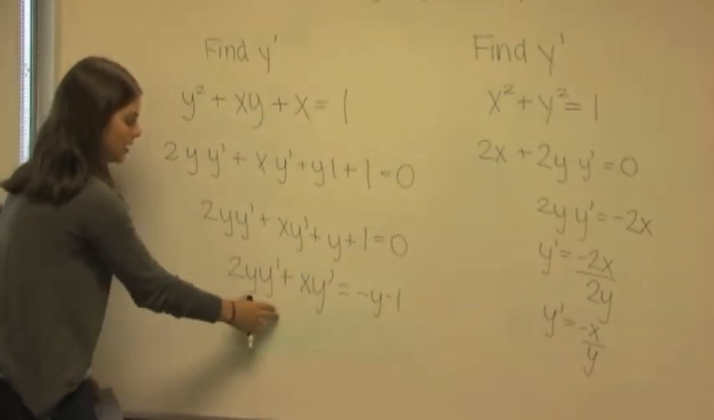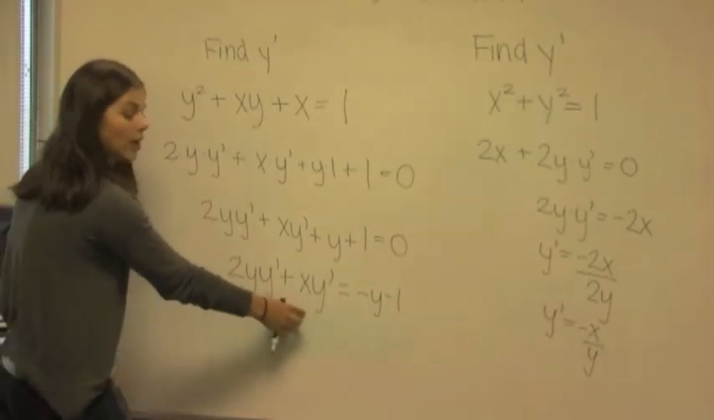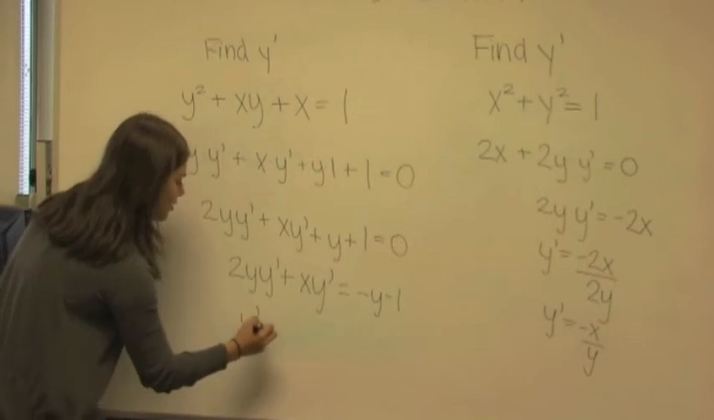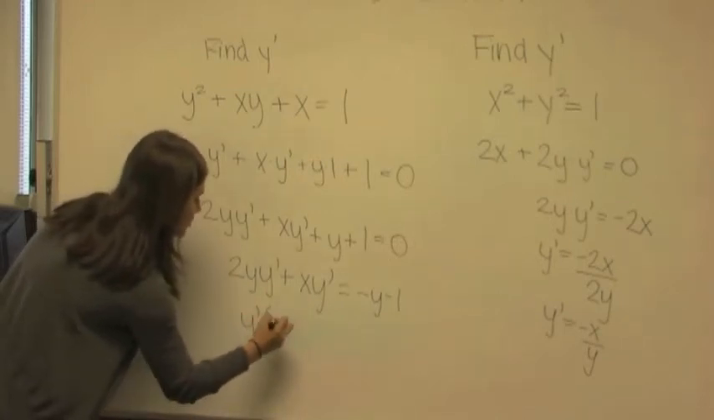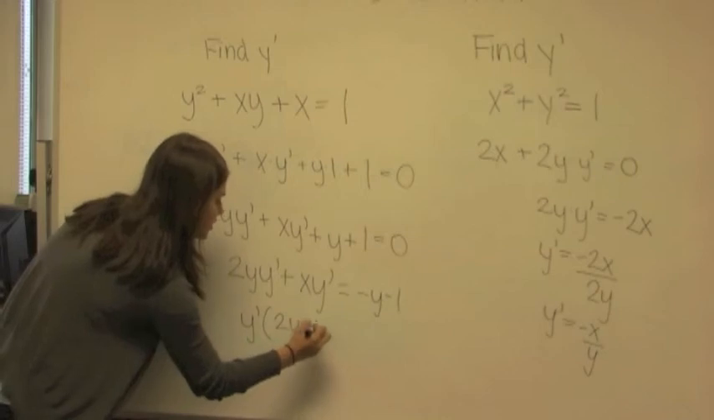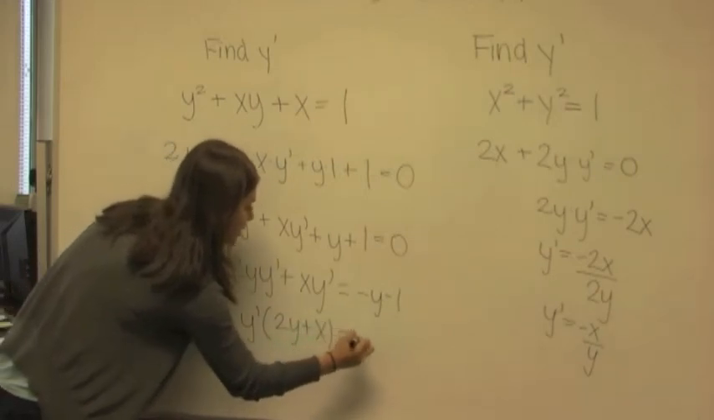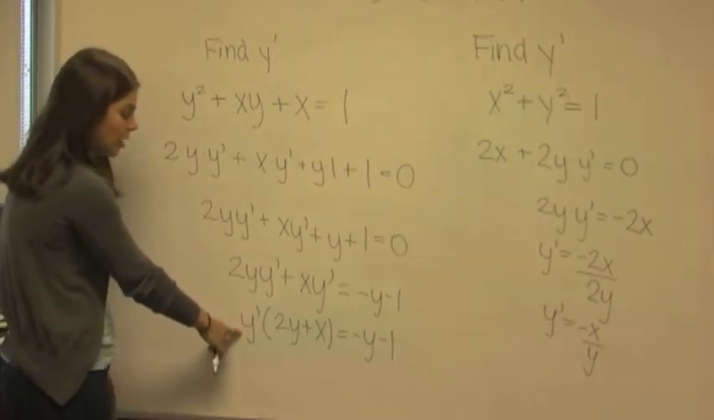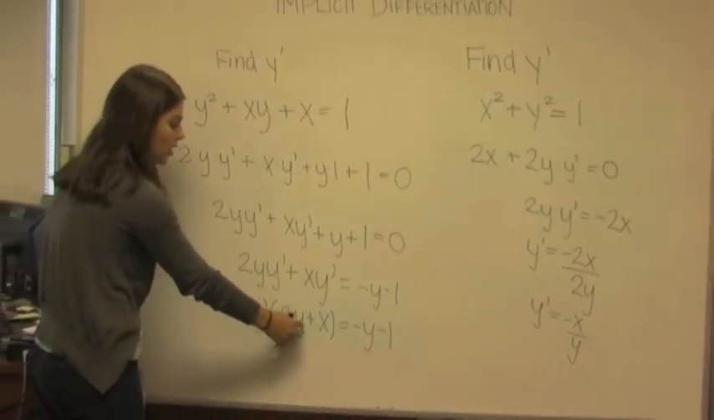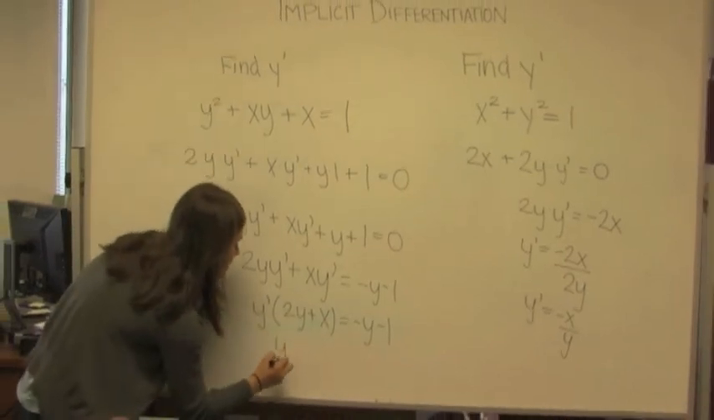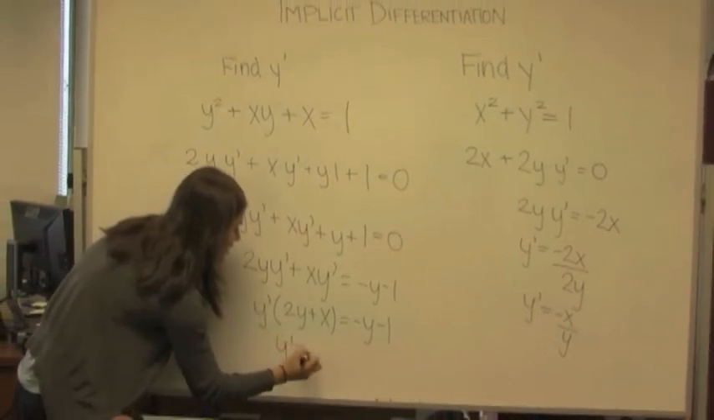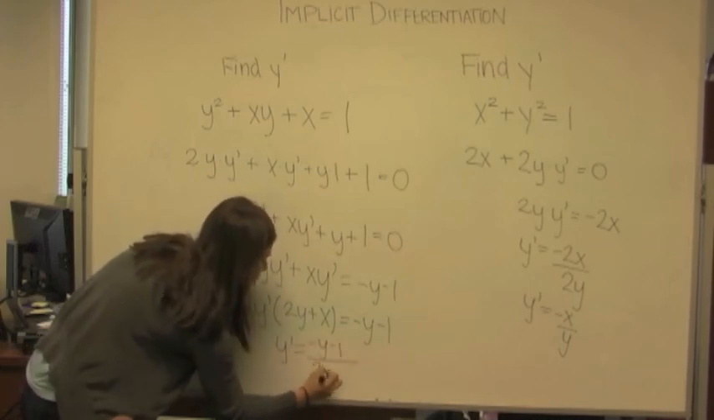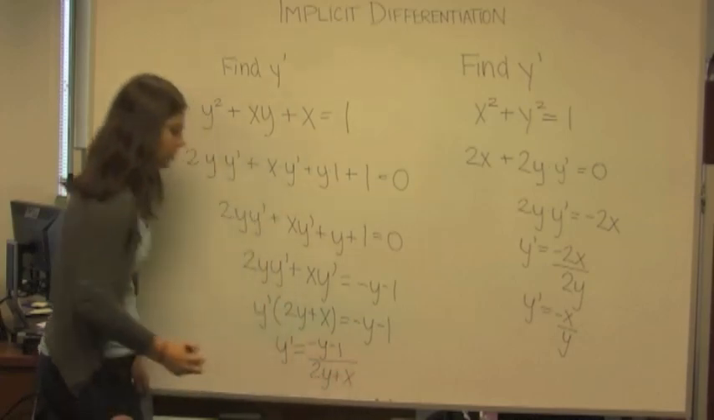And now if I look at this side of the equation, there are y primes in both terms, so I'm going to factor that out as a common term. So y prime times 2y plus x equals minus y minus 1. And now to get y prime by itself, I'm just going to divide both sides by 2y plus x. So in the end, we find that y prime equals minus y minus 1 divided by 2y plus x. And we're done.